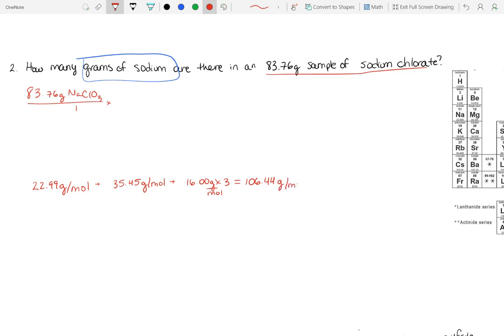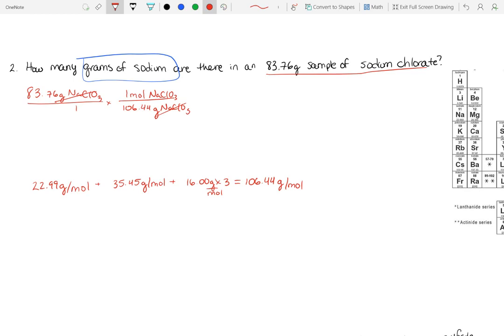Grams per mole. So we're going to go ahead and put this on the bottom here because we want to cancel out grams of sodium chlorate. So we're going to put 106.44 grams of NaClO3 for every 1 mole of NaClO3. So far, grams cancel out grams. You can't cancel apples with oranges. Right now, we're comparing apples to apples, and they're able to cancel out.